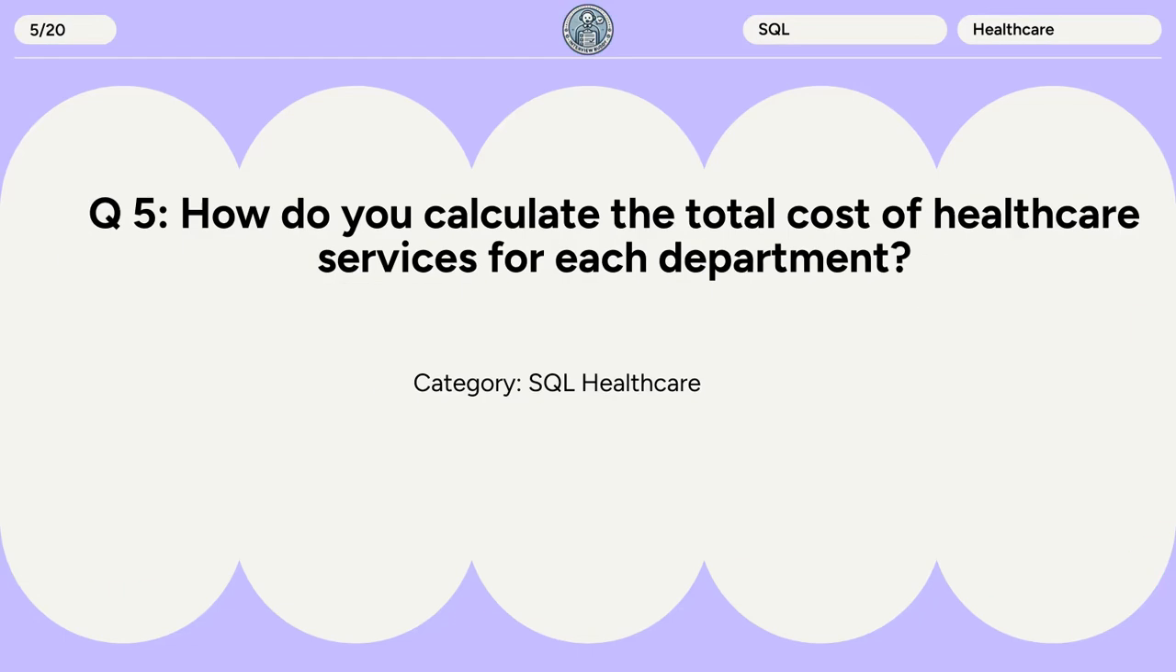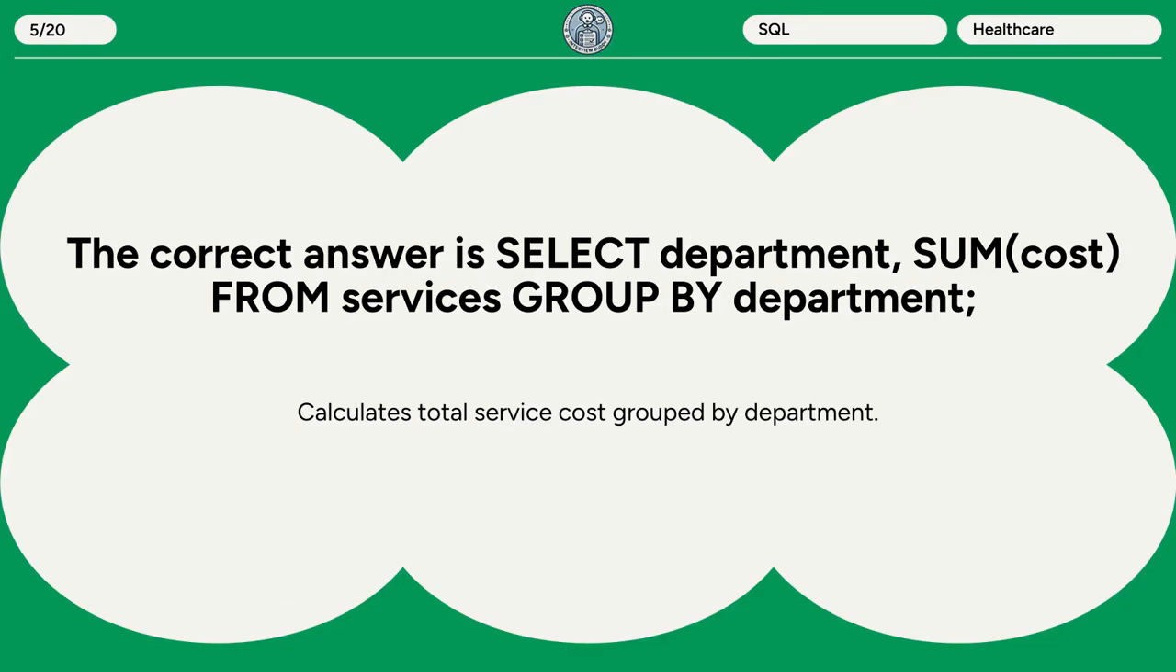Question 5. How do you calculate the total cost of healthcare services for each department? The correct answer is: SELECT department, SUM(cost) FROM services GROUP BY department. Calculates total service cost grouped by department.